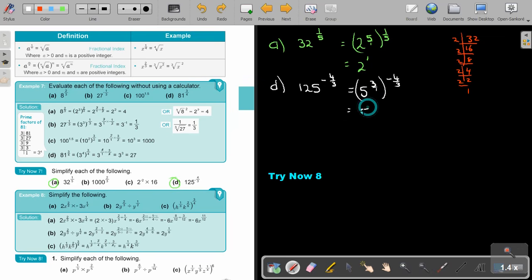So this is going to be 5. The 3's cancel, so it's negative 4. And that's 1 over 5 to the power of 4. And if I look at that final answer, then it's just going to be 1 over 625 if I multiply it out. Let's look at the next one.